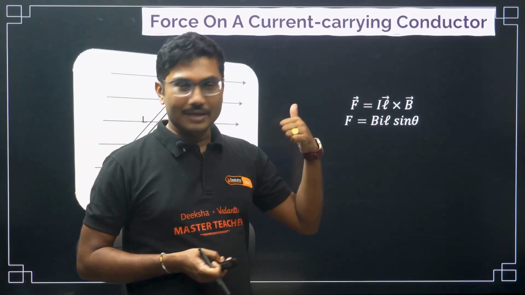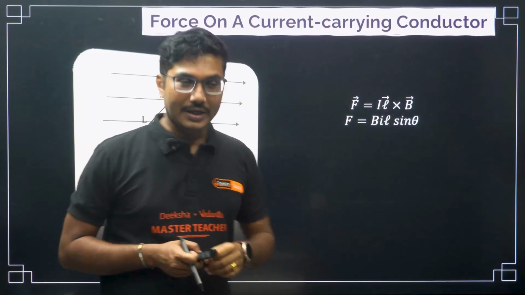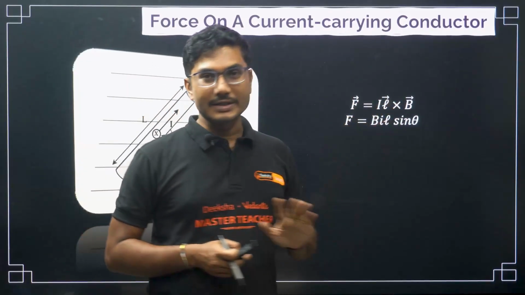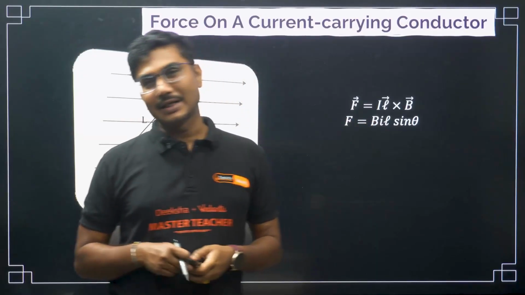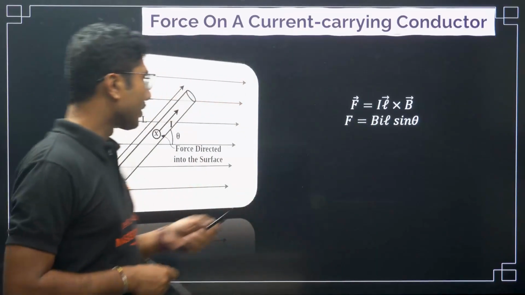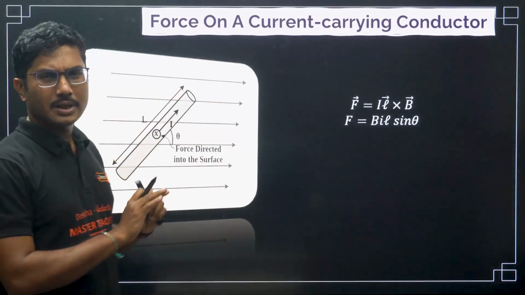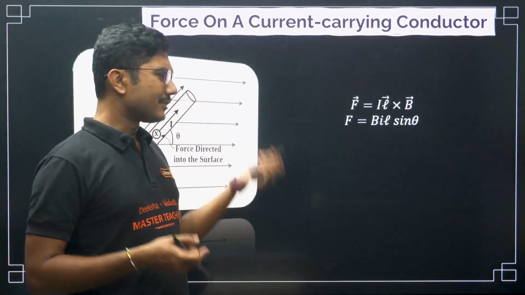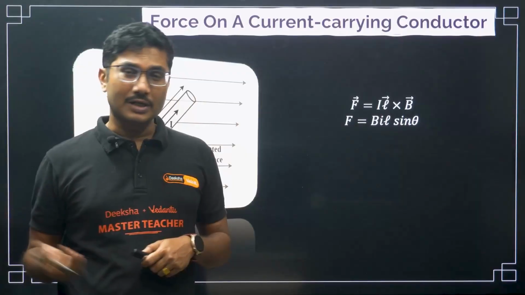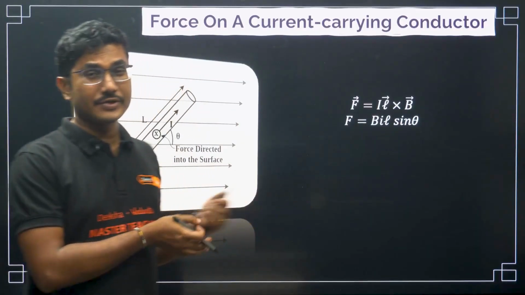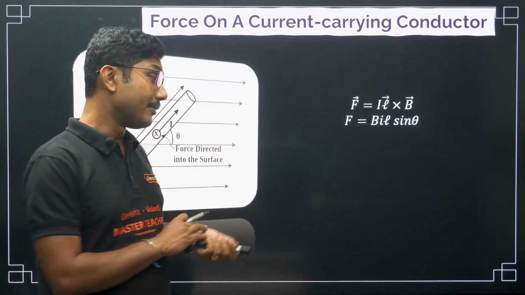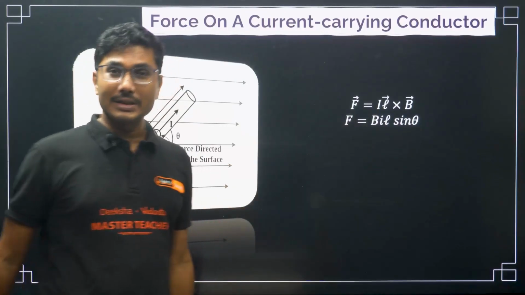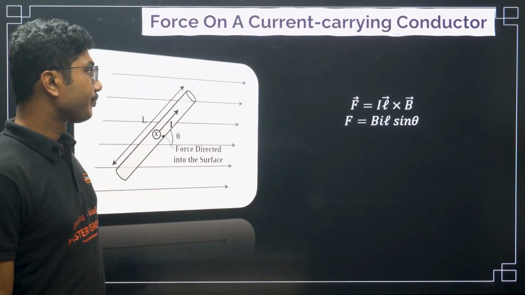Now, length is a vector quantity, and magnetic field is a vector quantity. So I L cross B is the vector form, whereas B I L sin theta is the scalar form. Okay, now let's move on. You just have to remember the formula, nothing else. Based on this formula, there will be small numerical questions and one more theory derivation that we will do, the 2, 3, 5 marker derivation. That derivation requires this formula to be used.